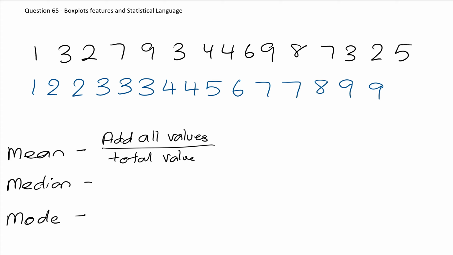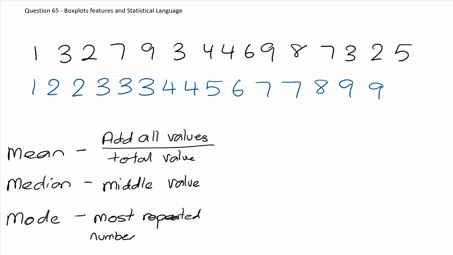The median is just the middle number, the middle value. So what is the dead center? That's your median. And the mode is the most repeated number in a data set.